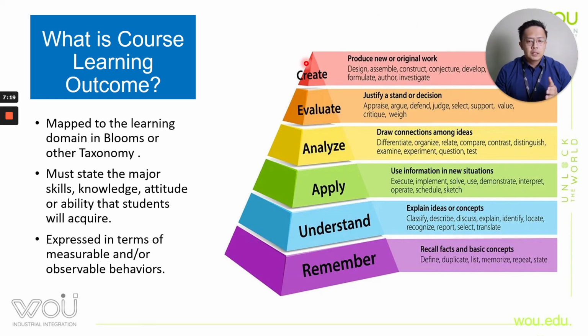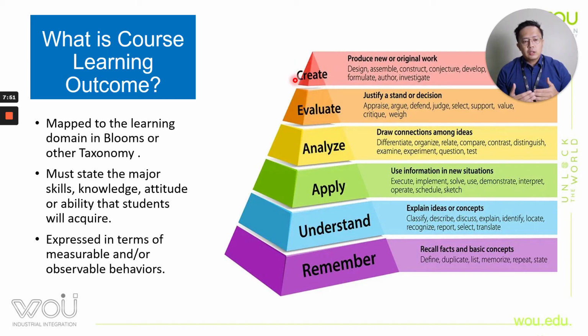The example that I show you over here is the learning domain for the cognitive level, which is for intellectual activities. If you look at Bloom's taxonomy for the cognitive domain, it has 6 levels: remember, understand, apply, analyze, evaluate, to create. Remember is the lowest level, the most basic level of the learning domain, and the most complicated one is create.